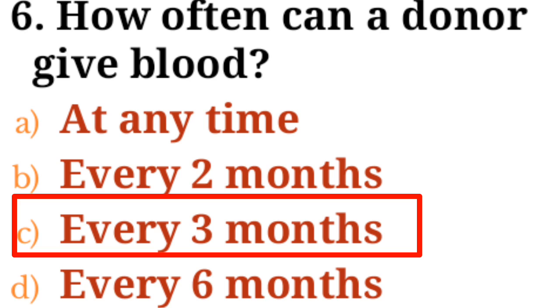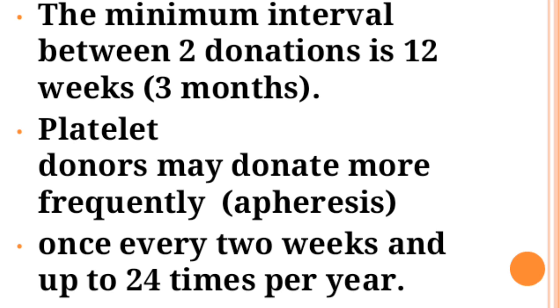A donor can give the next donation only after 3 months, when his blood volume and constituents return to normal. So the minimum interval between two blood donations is 12 weeks or 3 months. But platelet donors can donate more frequently, that is once in every 2 weeks and up to 24 times per year. The reason is that the body replenishes platelets and plasma more quickly than red cells.